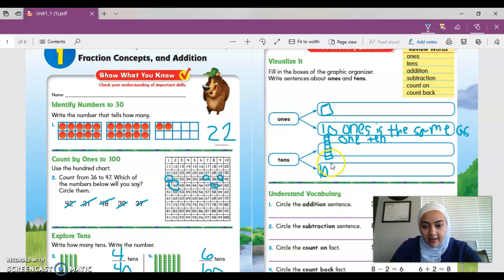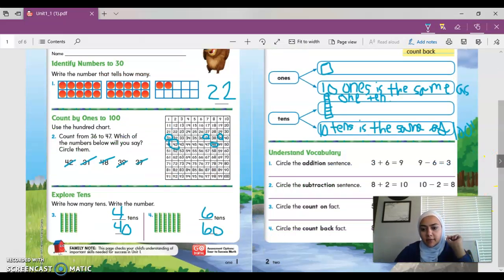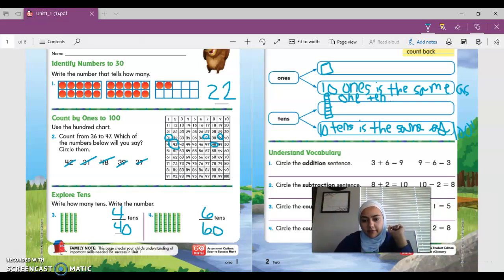Let's see. 10 tens is the same as, I think I'm going to write cursive because it's much faster, as 100. All right, exclamation point. All right, we are almost done. Let me move my face. There we go, so you can see the other side.